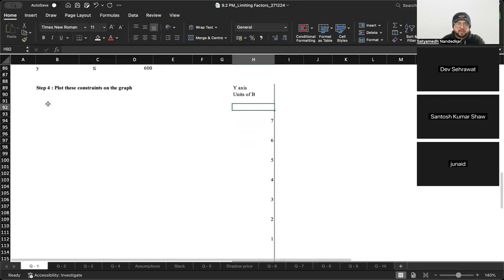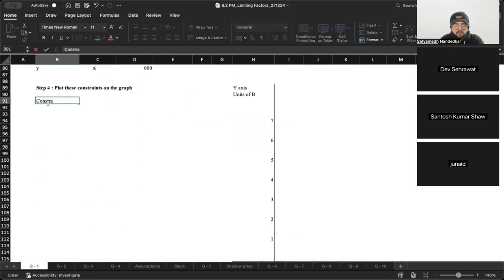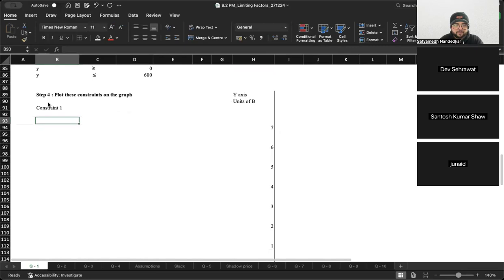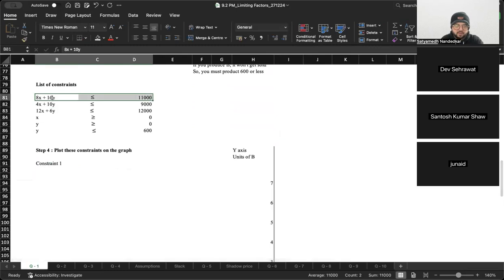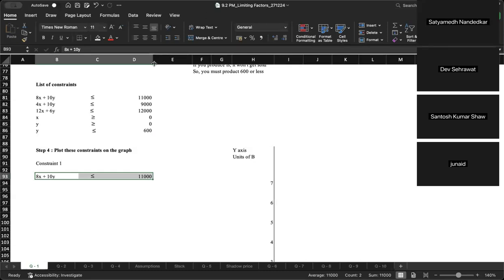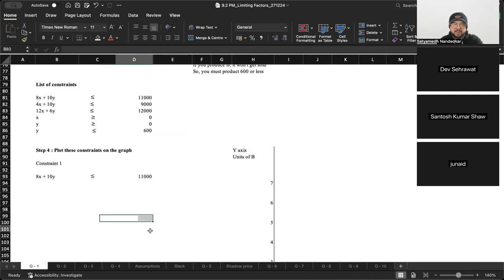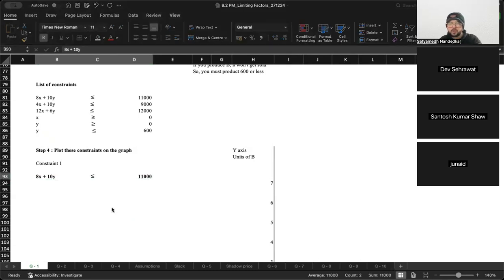ठीक है, so let's talk about constraint 1. We'll color code this so that आपके लिए understanding that becomes a little easy. What is constraint 1? Constraint 1 is 8x plus 10y less than or equal to 10,000. This is the first constraint. Okay. Now constraint तो आपने लिख दिया. How will you plot an inequality? So what you are going to do is you are going to ignore the less than sign.